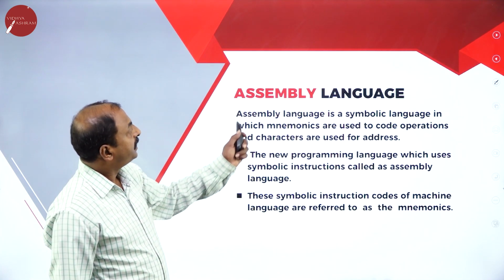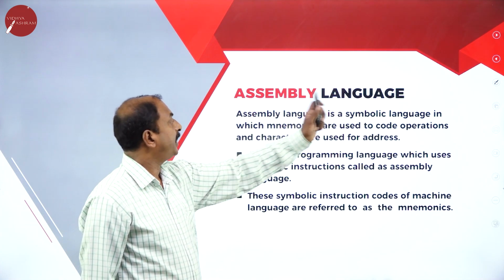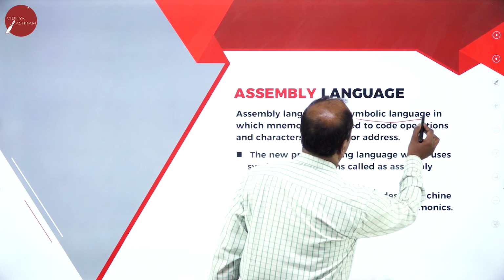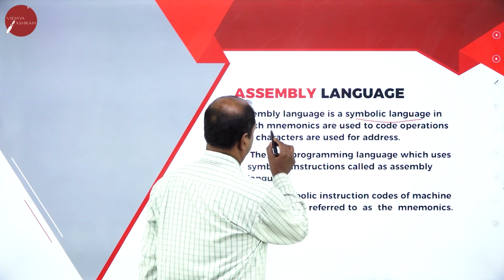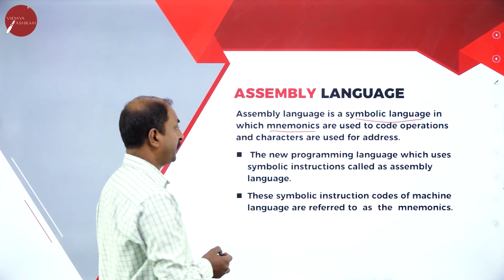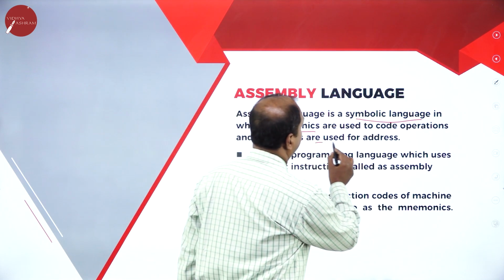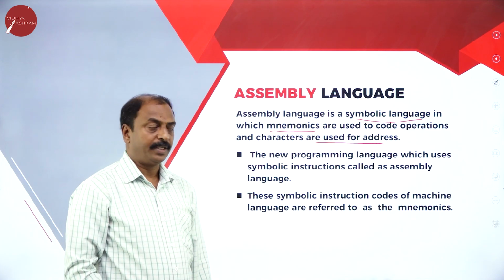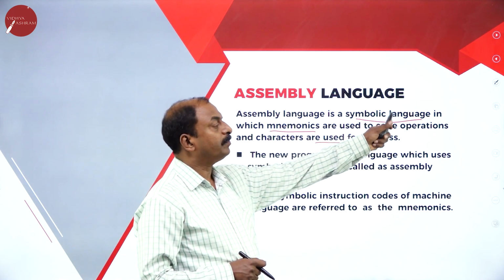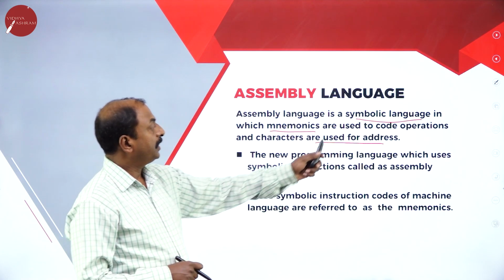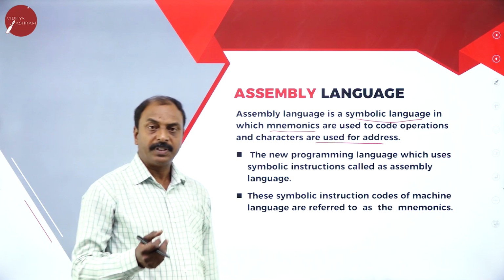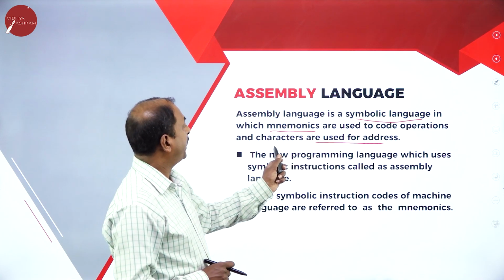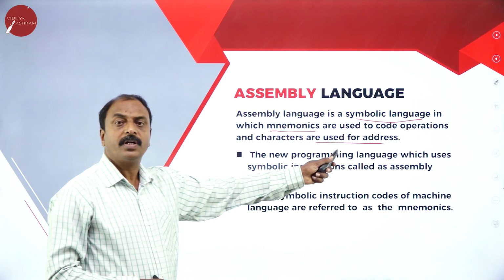Now let us see the next level of language, that is assembly level language. What is assembly level language? It is a symbolic language in which mnemonics are used to code operations and characters are used for addresses. This is a slight improvement compared to machine level language. It consists of symbols in place of numbers or digits, and it uses characters for addresses.